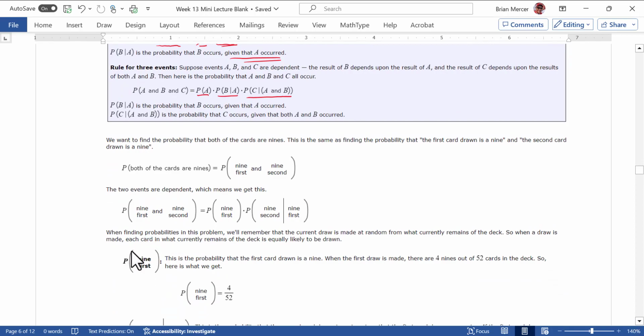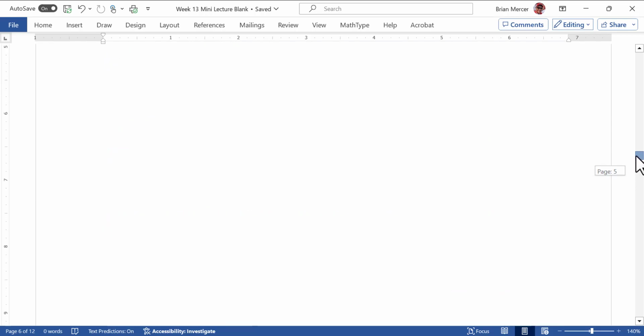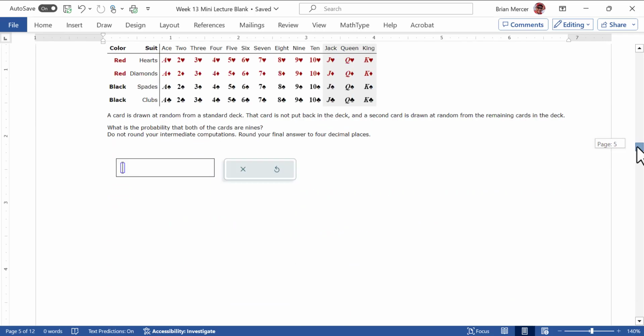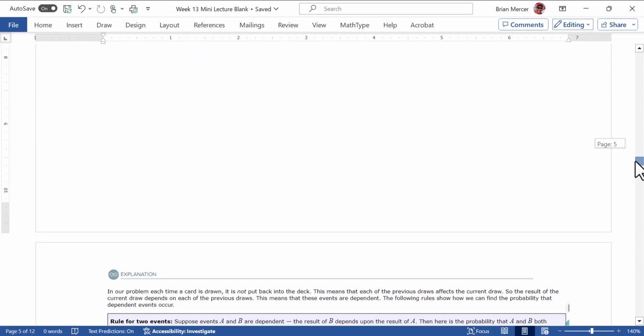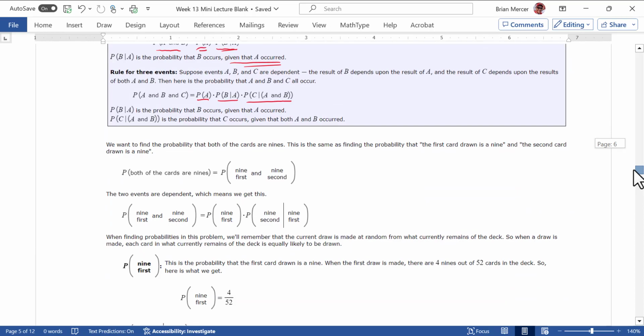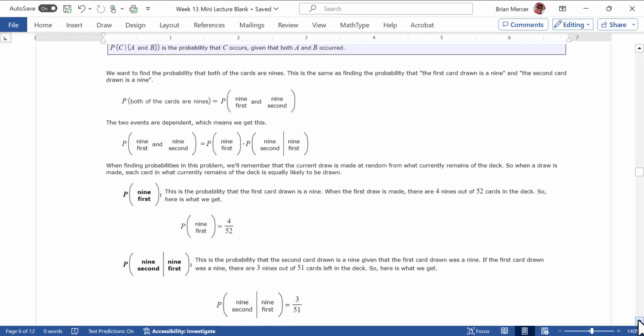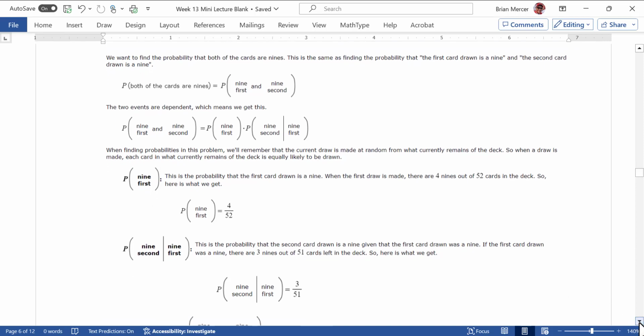First of all, the probability that the first one is a 9 is just 4 out of 52. You get that from looking at the table, because there are 4 9s out of the 52 cards. And then the probability that the second one is a 9, given that the first one is a 9, is only 3 out of 51. And the reason for that is that there are only 3 9s left out of the 51 remaining cards. And so that's your 2 probabilities.